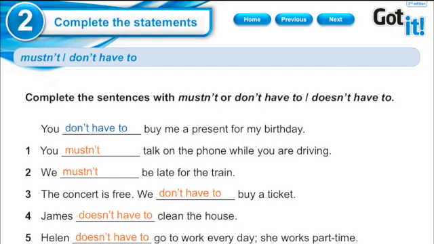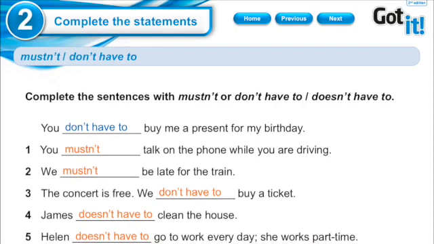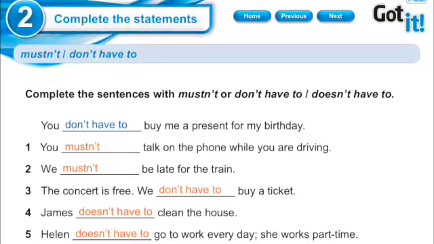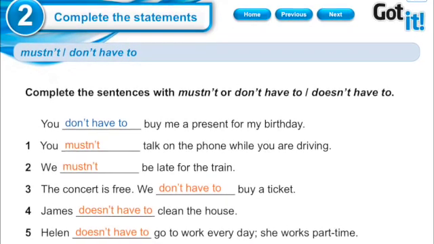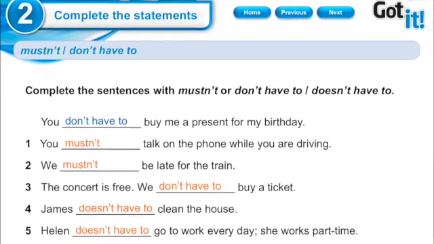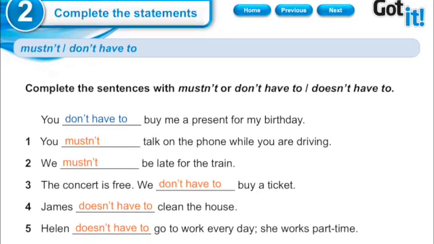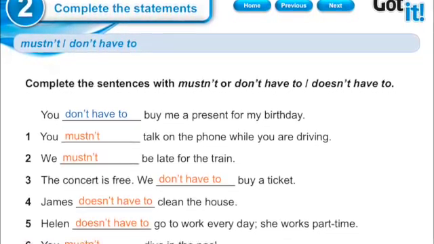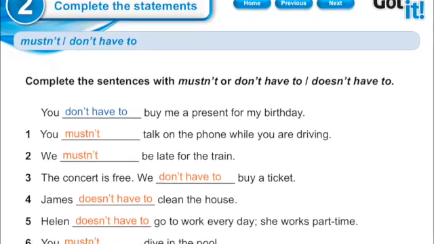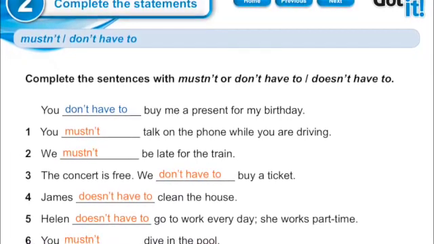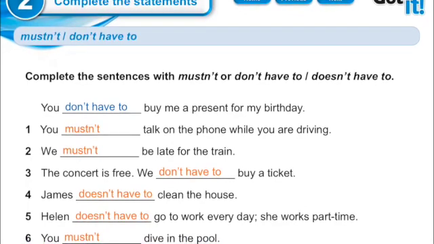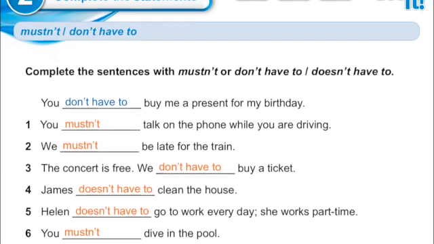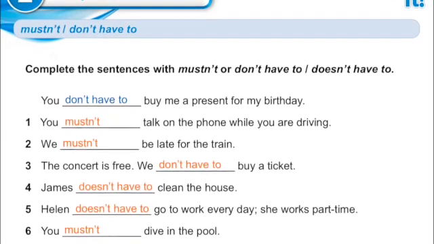We need to complete the sentences using mustn't or don't have to or doesn't have to. No olvidemos que el doesn't have to se utiliza para terceras personas. Primer ejemplo, you don't have to buy me a present for my birthday. Example number 1, you mustn't talk on the phone while you are driving. Example number 2, you mustn't be late for the train. Example number 3, the concert is free, we don't have to buy a ticket.